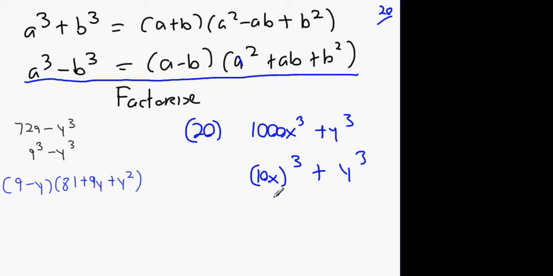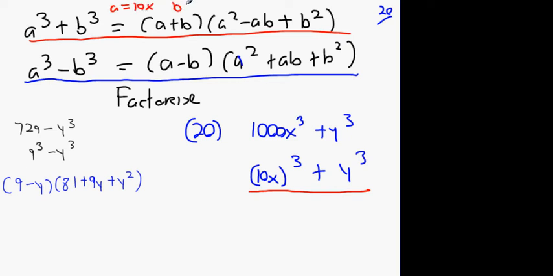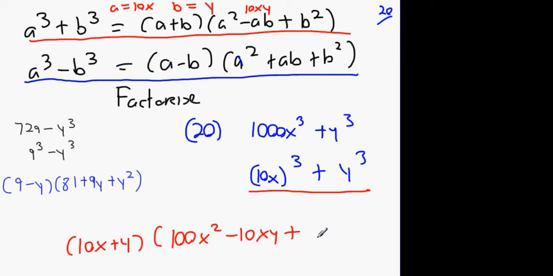So at the moment this is what we have. Which formula should we use this time? Top one. Basically A is going to be 10x and B is going to be y. So it's going to be 10x plus y, followed by a squared. Anybody? 100x squared, yeah. And then 10x times y, minus 10xy, and then b squared, y squared. That's your first bit of honours level Leaving Cert material.